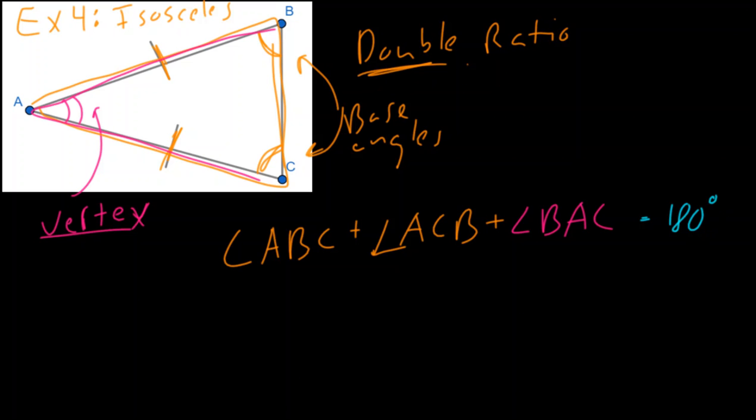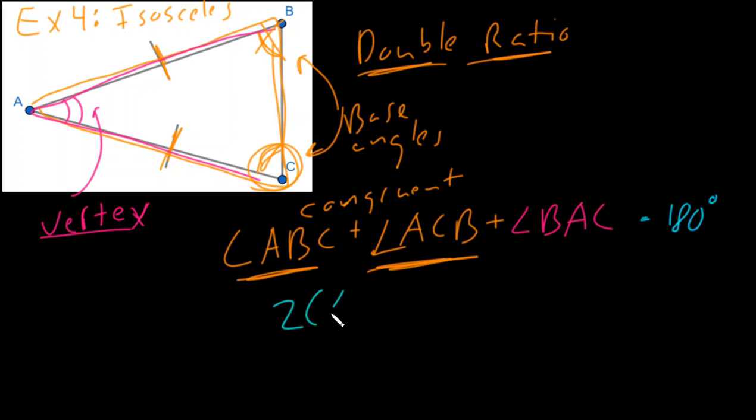We are interested in our double ratio. And what do we know about our base angles? Well, we know that these are in fact congruent base angles. So we're actually given two options here. If we are only given this angle right here and we don't know that one, what we can say is this: 2 times angle ACB plus our vertex angle BAC is of course equal to 180 degrees.